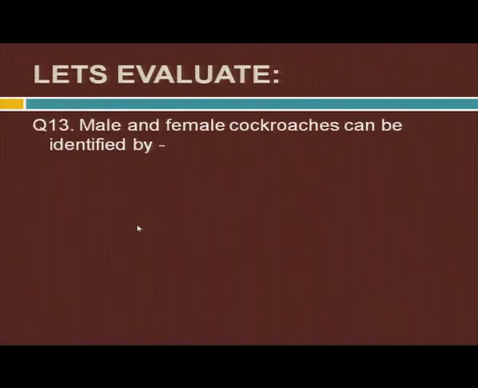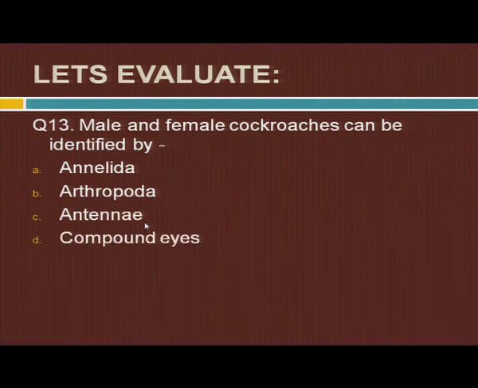Next question. Male and female cockroaches can be identified by: annelida, arthropoda, antenna, compound eyes. So, what is this question asking? That how they can be identified. They cannot be identified as annelida. They belong to arthropoda. They have antennas, they have compound eyes. But if we want to identify with respect to all the features, then we will write the answer as arthropoda, because it is a typical representative of the class Insecta of the phylum Arthropoda. So, the correct answer here is arthropoda.